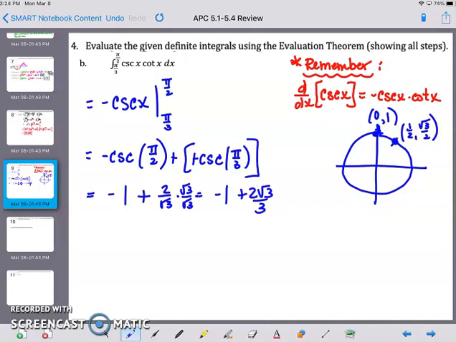Okay, and we could leave our answer like that, or we could make a common denominator, basically just making the negative 1 into negative 3 over 3. And then we could write this as 2 square roots of 3 minus 3 over 3. That's another way that we could write it as an exact answer. But if you grab your calculator and type that in, 0.155 would also be an acceptable answer in its decimal approximate form.